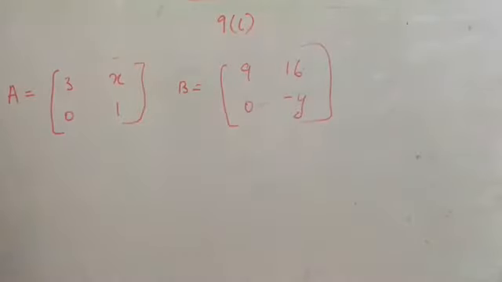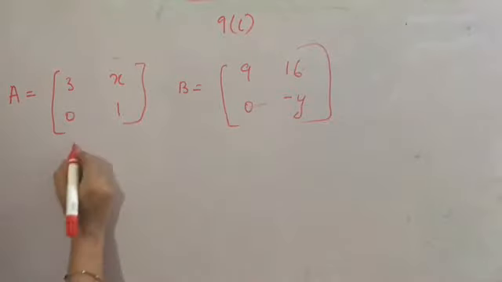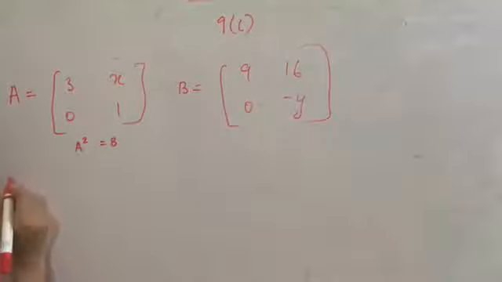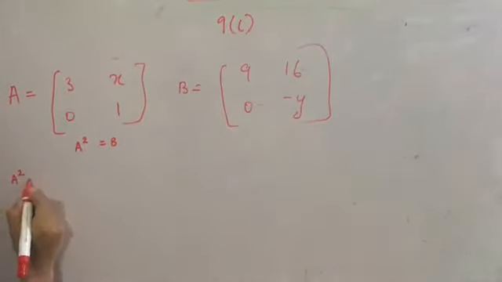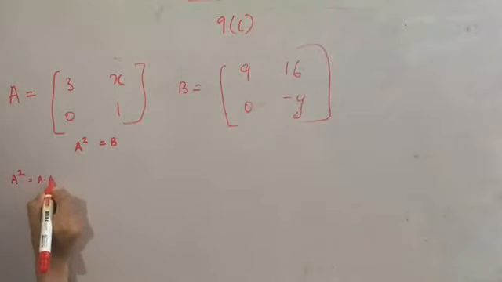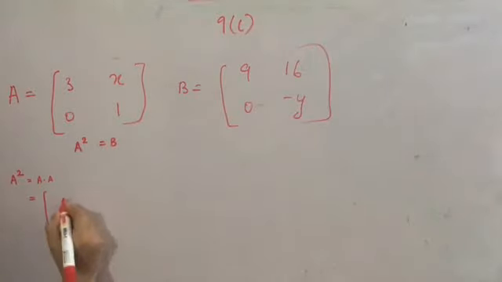Okay. Let us start with the third question. A is equal to [3, x; 0, 1] and B is equal to [9, 16; 0, -y]. Find x and y when A square equals B. So in order to do that, we need to find what is A square. When we look at the term A square, we will have an idea of squaring each term in the matrix. It's a wrong method. When it is a square, it means A into A. So we have to follow the same method as we have done previously.